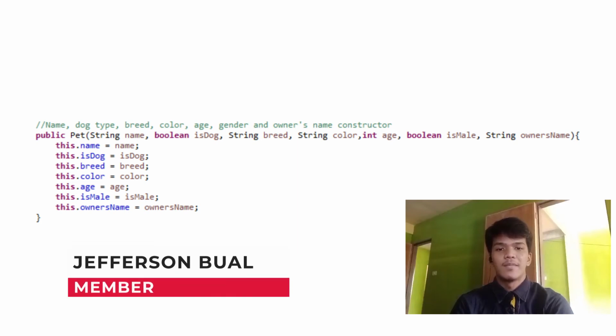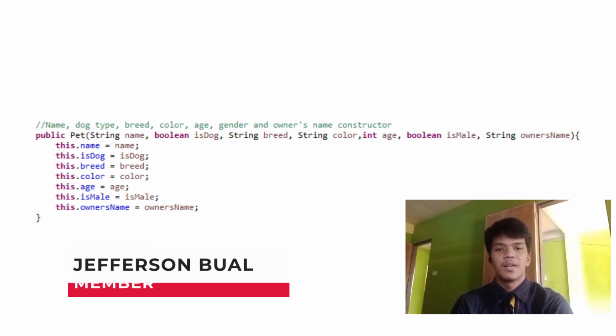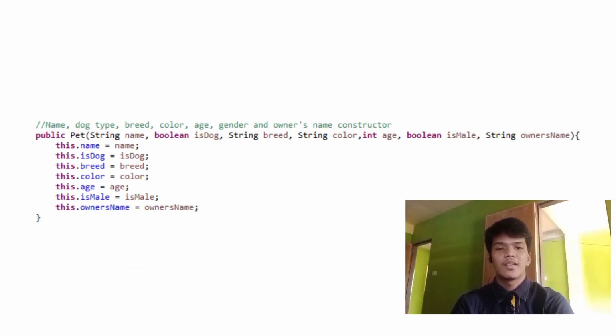Good day, I'm Jefferson Sibuan. From now, I'm going to discuss the number 6 constructor. The number 6 constructor is a parameterized constructor named Pet. The Pet constructor has a name, dog type, breed, color, age, gender, and owner's name.